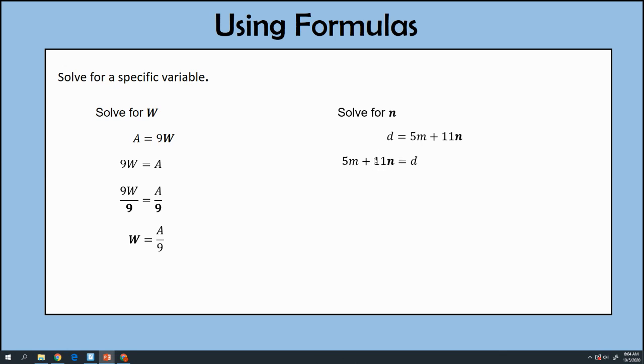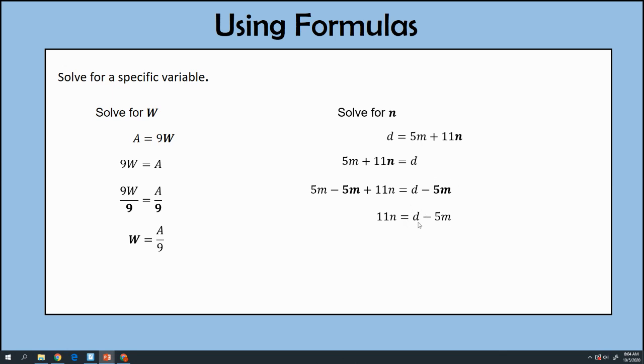Okay, that's what we need to isolate first. I've got to get this 5m out of here. I've got to eliminate it. So we've got to isolate our variable term by eliminating this. I'm going to subtract 5m from both sides. 5m minus 5m, that's 0. Okay, I'm going to get 11n equals d minus 5m.